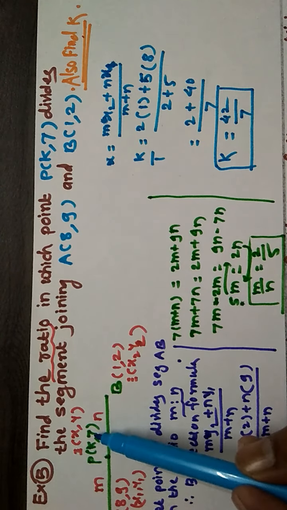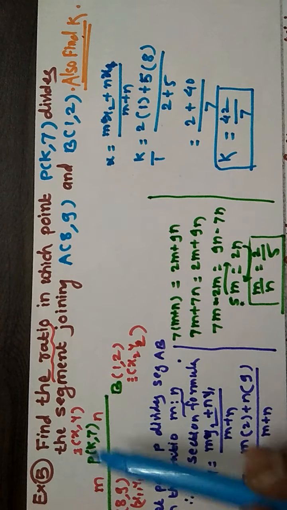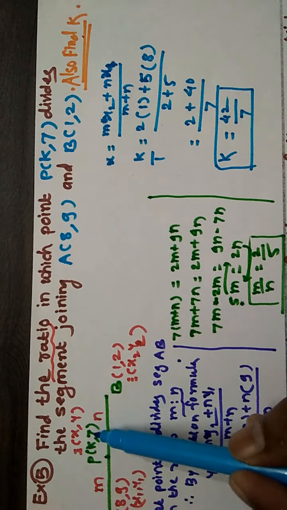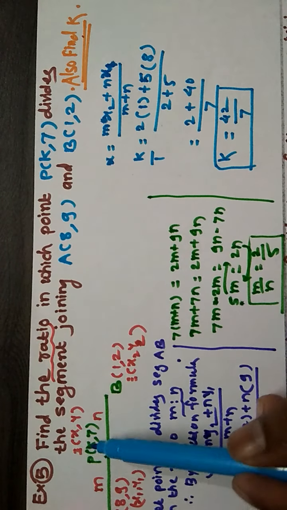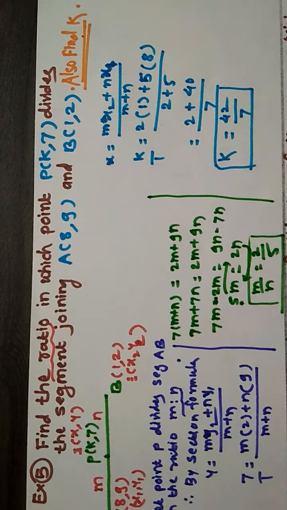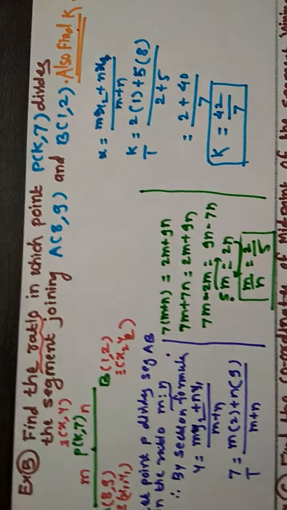Remember that first we find the ratio using y is equal to, because the y coordinate of P is given, and to find the value of k we use the section formula for x is equal to. This is example number 5.